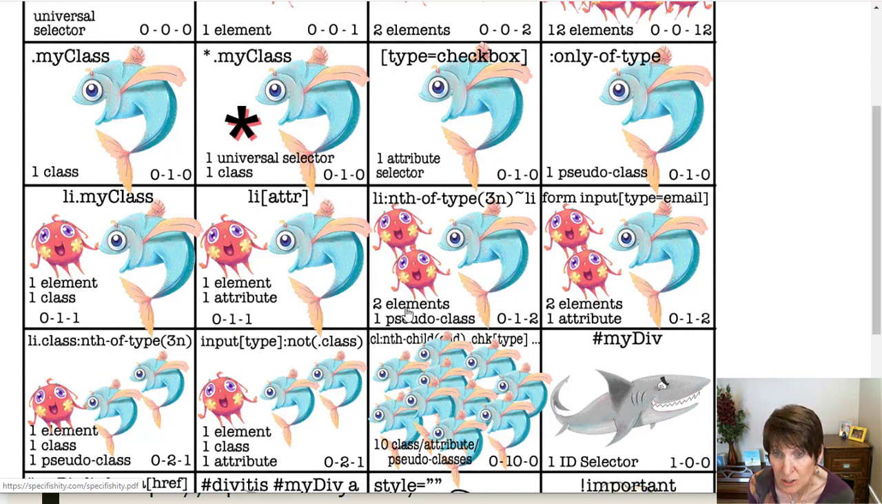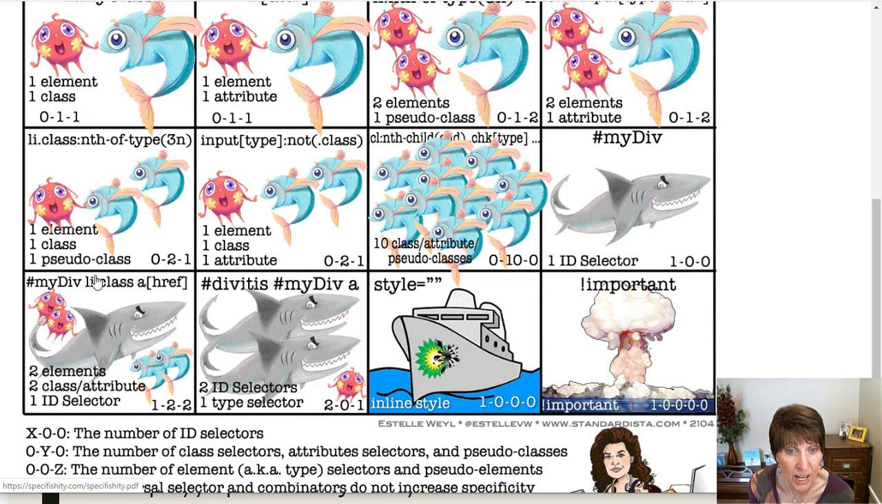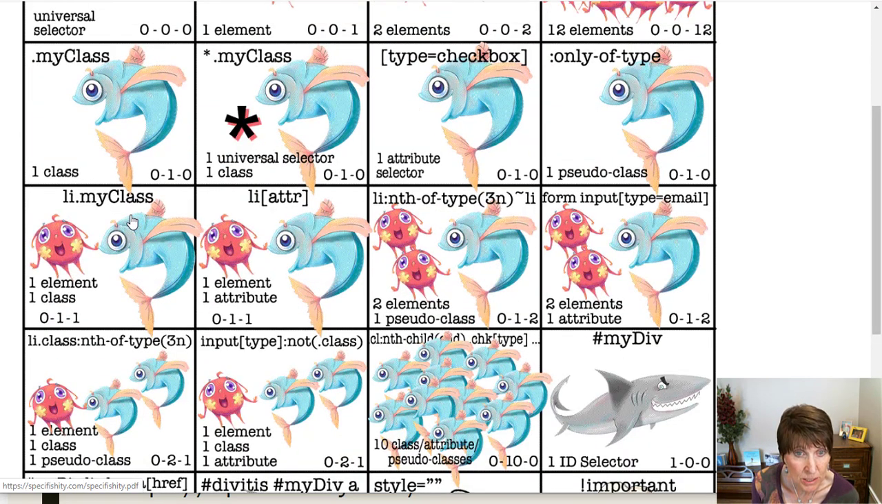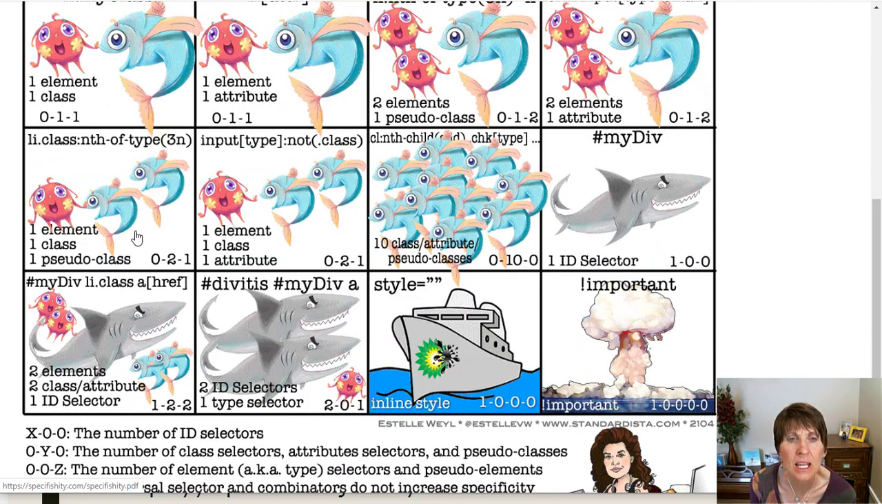This one has 2 elements and 1 pseudo class, so it gets a 1 and a 2. This one has 2 elements and 1 attribute selector, so it gets a 1 and a 2. This one has 1 element, that's counted in the right side, and then has 1 class and 1 pseudo class, so those both get counted in the middle number. This one, same thing. So these two have the same specificity.